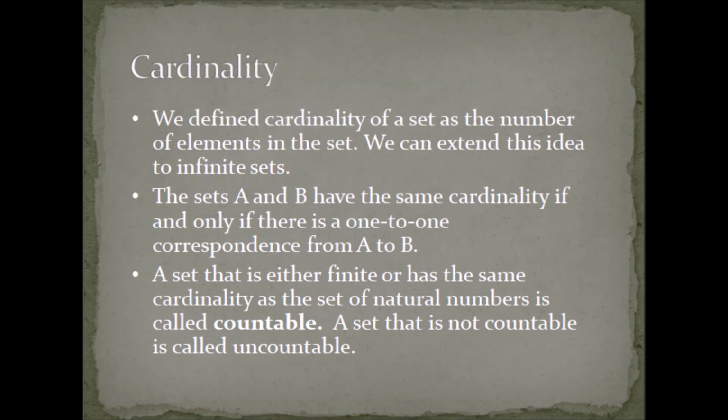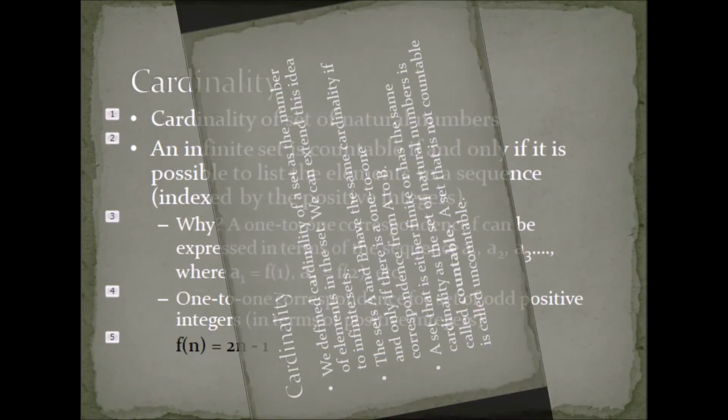Cardinality. We define cardinality of a set as the number of elements in the set. We can extend this idea to infinite sets. The sets E and B have the same cardinality if and only if there is a one-to-one correspondence from E to B. A set that is either finite or has the same cardinality as the set of natural numbers is called countable. A set that is not countable is called uncountable.